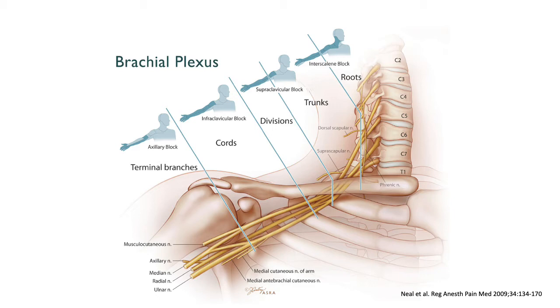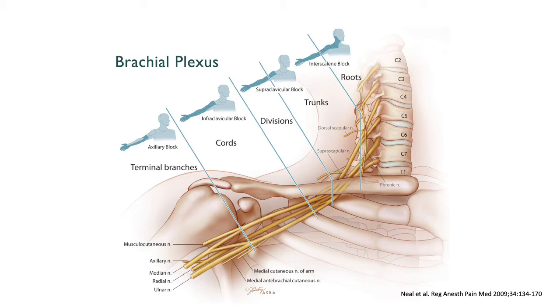At the level of the roots, at the top, a block there would be called the interscalene block. And the little diagram at the top with the shaded blue shows the area that the interscalene covers. Interscalene blocks are great for shoulder surgery. At the level of the trunks, you have the supraclavicular block, which is the one we will focus on in this lecture. This block reliably covers the entire arm. It does not cover the shoulder. So it's good for arm surgery, forearm surgery, and then anything in the wrist and hand.